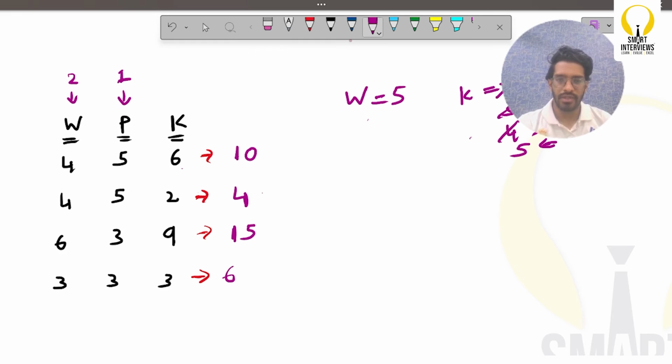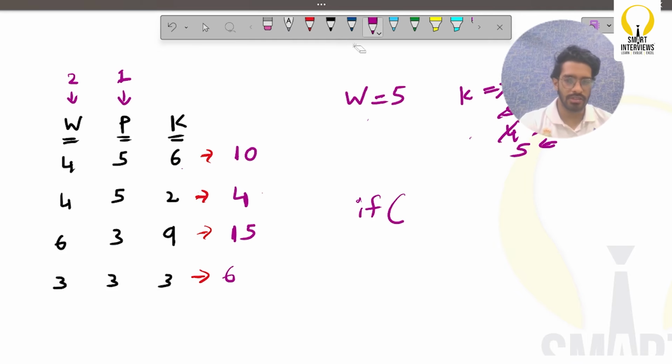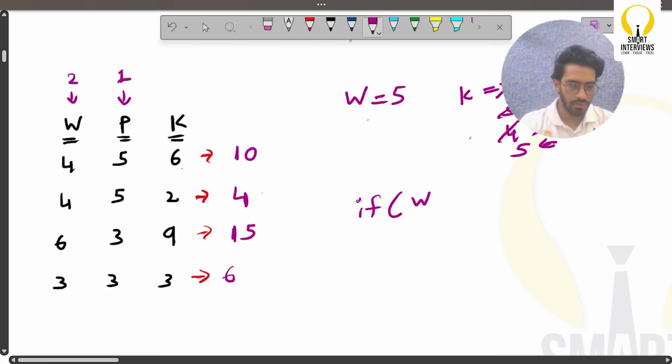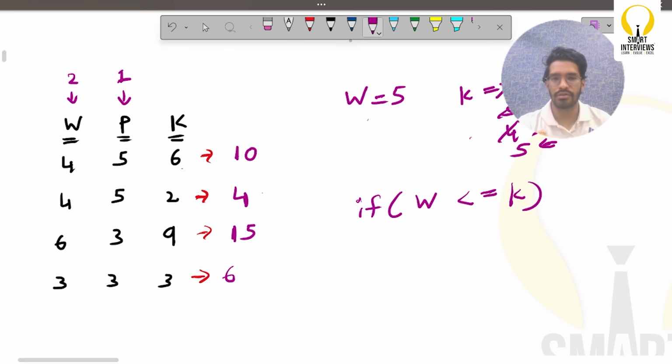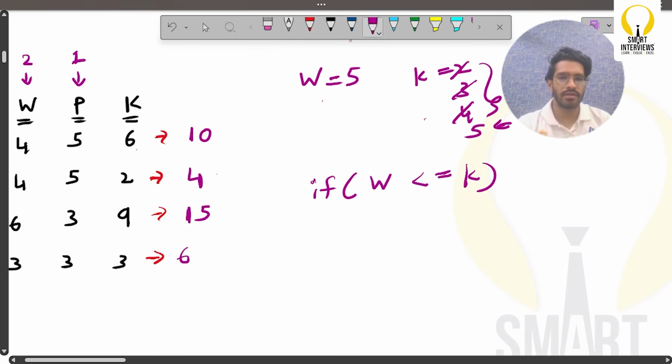So can I say, basically, if your number of wooden chairs is less than or equals to the total number of chairs that you have to buy, can I say definitely you will buy k number of chairs from the wooden chairs? Yes, of course. Right. Now, what would be the other condition where we have to take the weightage of plastic chairs as well?